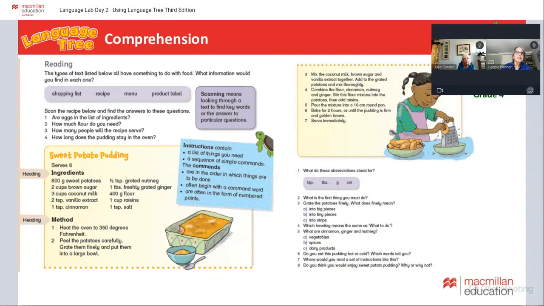And we've got a recipe here with, if you see, there's a blue square there, and that's pointing out the features of the text, that what do instructions contain, a list of things you need, a sequence of simple commands, etc. So we're always pointing out the features of the text because it's important when you come to writing to know the format of the text you should be writing. Next slide, please.